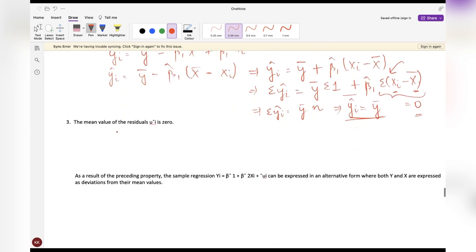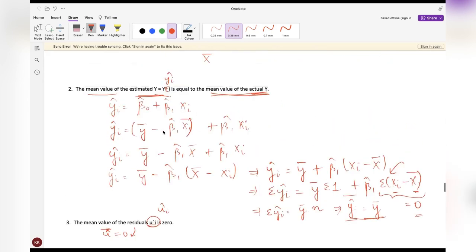Third property is that the mean value of residuals is 0, which means that u hat bar is 0. Remember that whenever we are taking a mean, because it is a constant, we don't use this i in the subscripts, right? So we have u hat bar is equal to 0. That is what this property is saying. How will we have this?